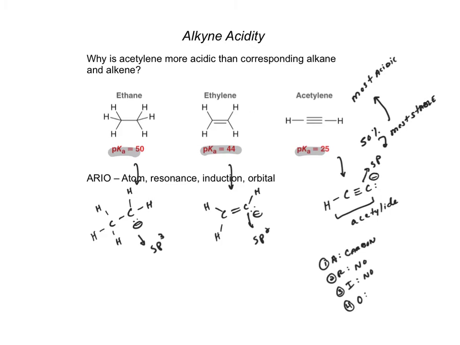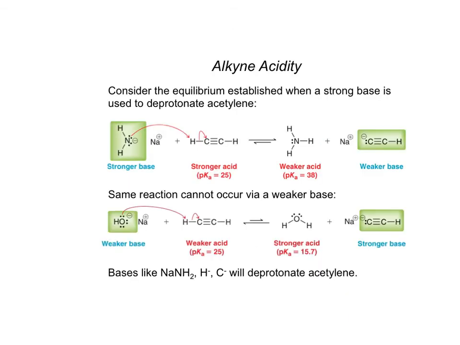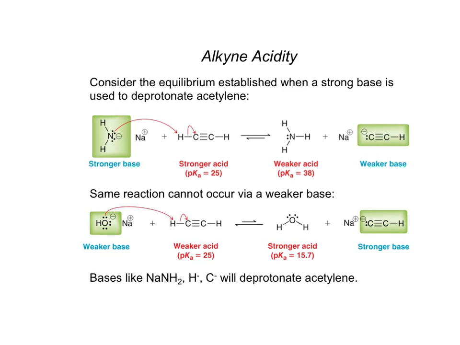Now the question is, what things are going to deprotonate acetylene? Meaning deprotonate, taking off a proton, making this acetylide ion. So again, we utilize that AREO concept to explain which position of equilibrium an acid-base reaction is going to favor, right? In an acid-base reaction, equilibrium was always going to favor the side that made the weaker conjugate base, or the more stable conjugate base, right?